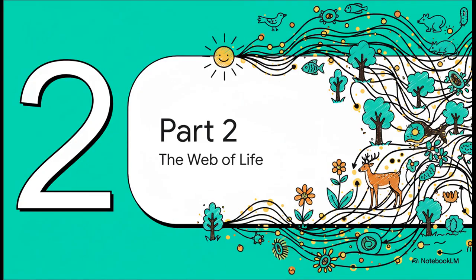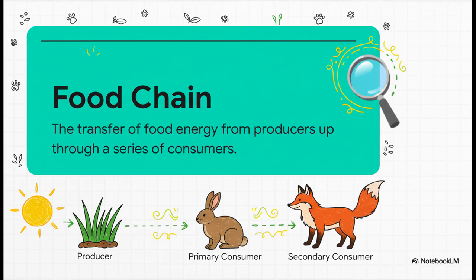Okay, so we've got all the players on the field, but how do they actually interact with each other? Well, it pretty much all comes down to one thing: energy. The flow of energy is what connects every single living thing in this massive tangled web. The simplest way to see this energy flow is what we call a food chain, a straight line of who eats who. It's pretty straightforward.